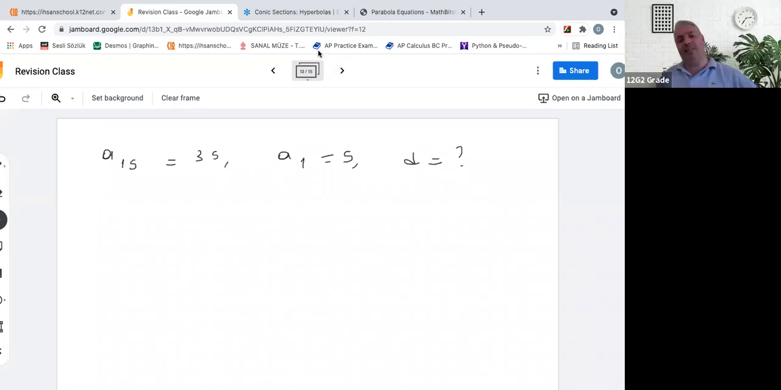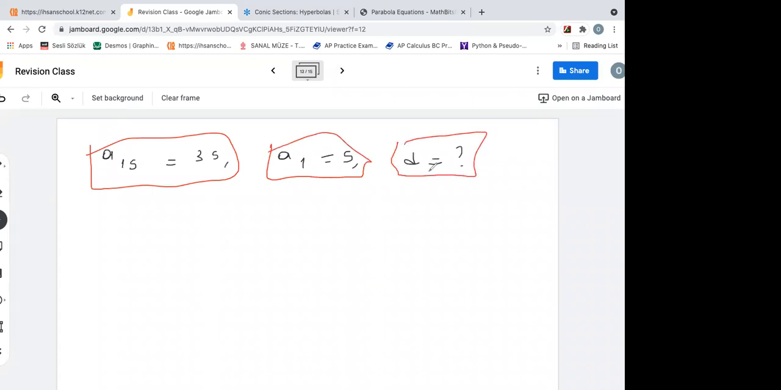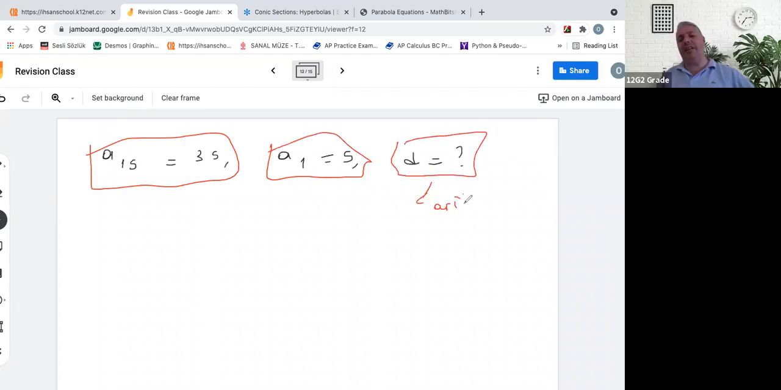Oh, this is the easiest one. This is given, this is given, D. If D, we directly understand this is arithmetic. If the question gives R, we understand this is geometric. This is arithmetic. So what is the formula? AN is equal to A1 plus N minus 1 times D. This is the general formula.